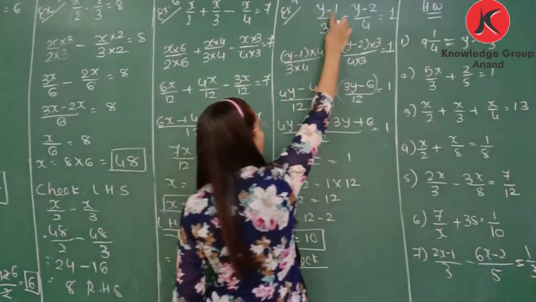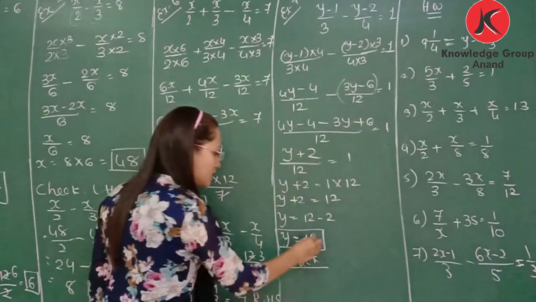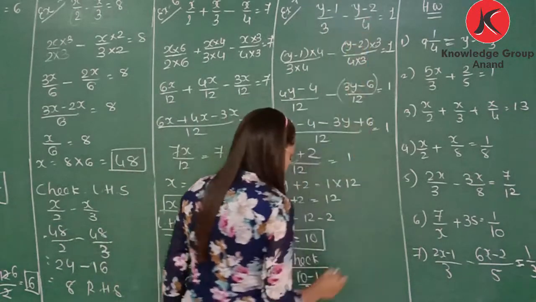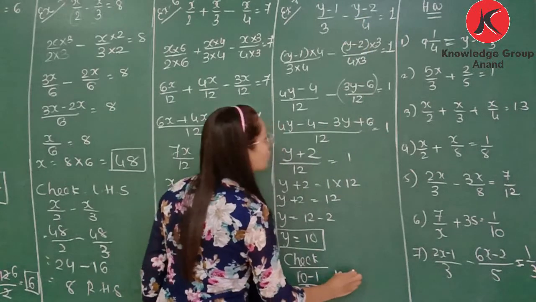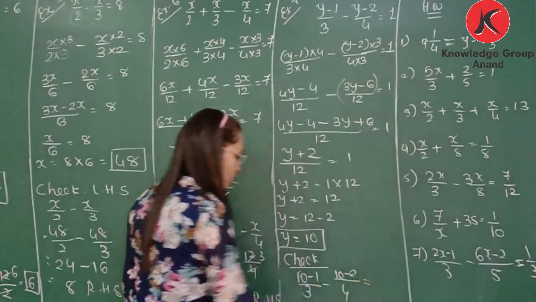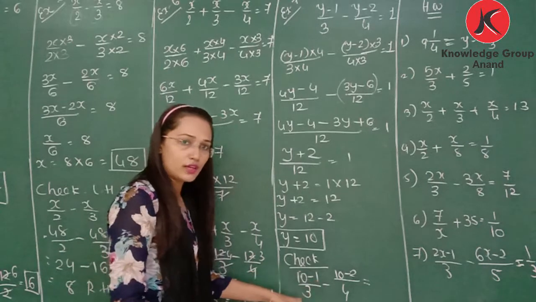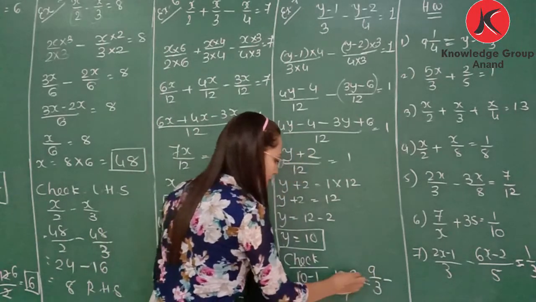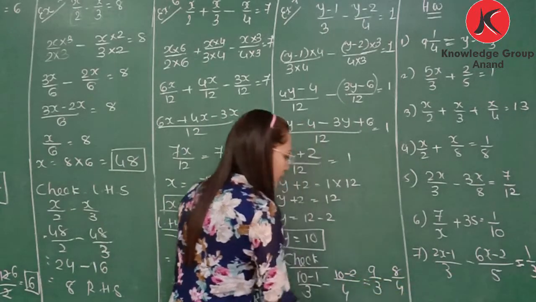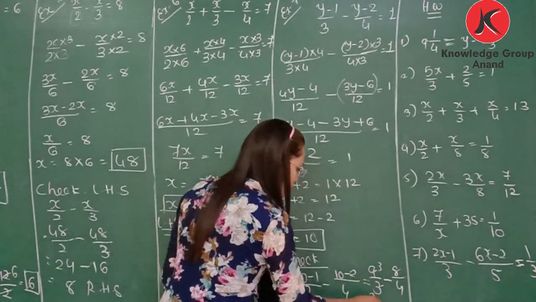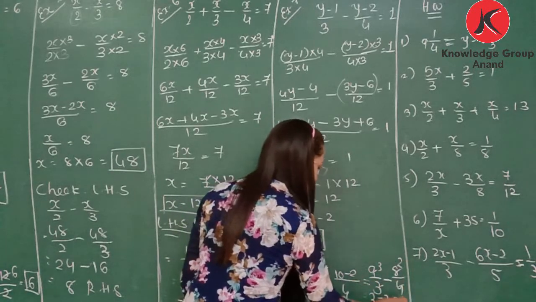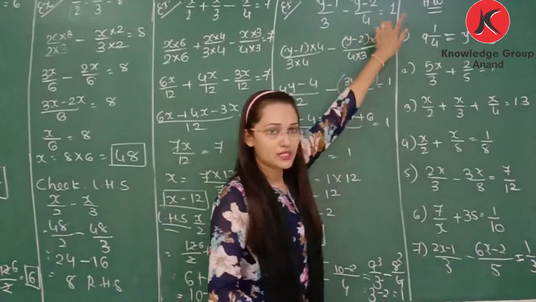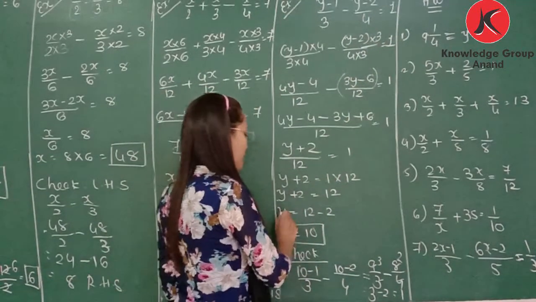Here we have y minus 1 divide 3. y is 10, so you can write 10 minus 1 divide 3, minus 10 minus 2 divide 4. So 10 minus 1 is 9 by 3, minus 10 minus 2, that is 8 by 4. So you can cancel out here 3 and here it is 2. So 3 minus 2 is 1, and we get our right hand side, so our answer is correct. So value of y is 10.